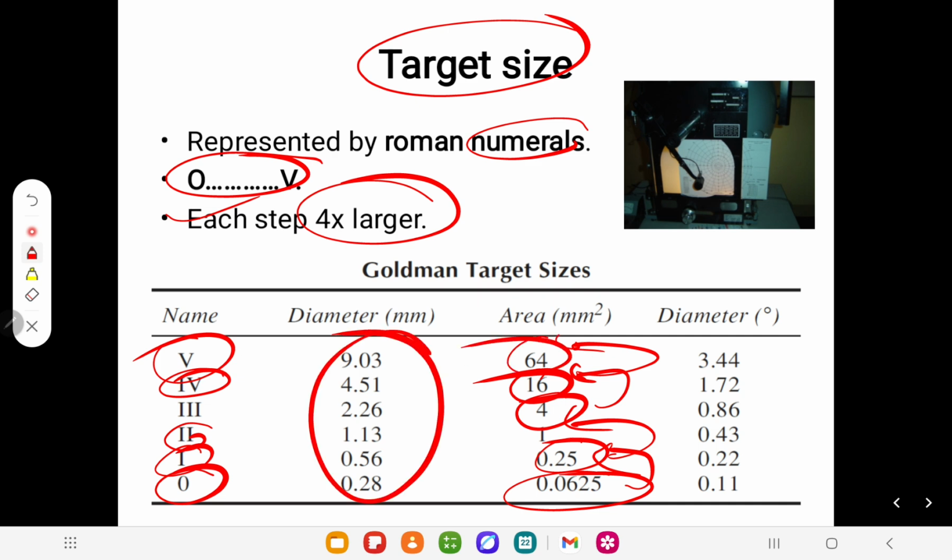And there are corresponding diameters in degrees. Sometimes it's tricky. In MCQs, they do not ask about the mm square areas, they sometimes ask about the diameters. So you have to remember them if they want to set quite tough MCQs.